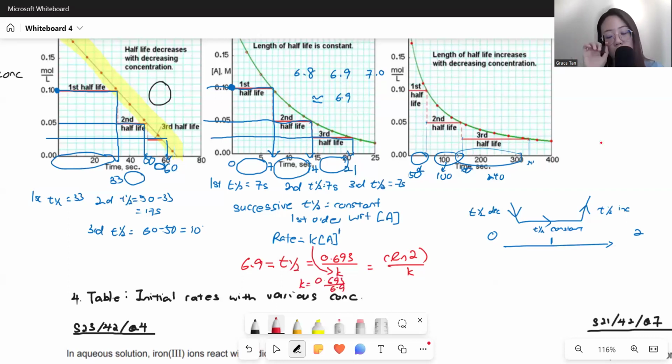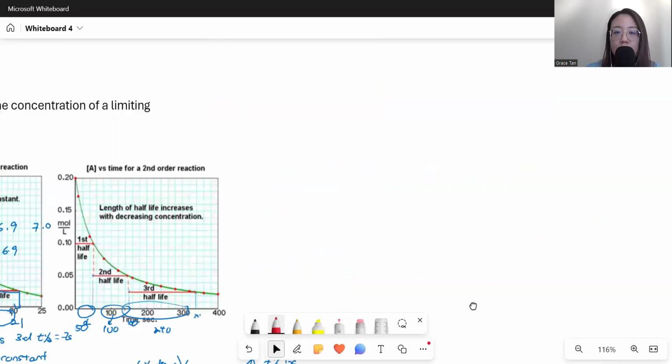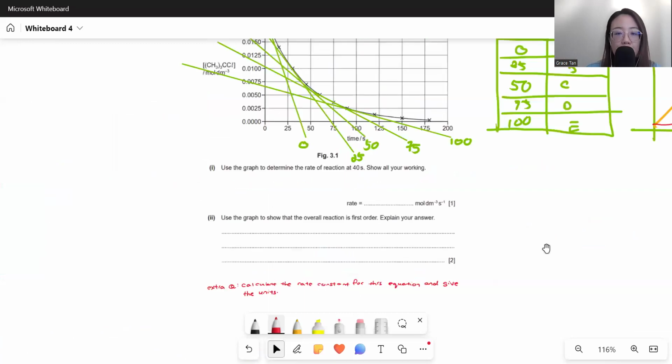Now, this formula is only valid for a first order reaction, which is in your syllabus. You must know this formula. This formula is not applicable for zero and second order reactions, because they have their own half-life formulas which depend on the concentration of the reactant. So we're not going to cover this in the Cambridge syllabus. Now, I have covered method number 3, which is using half-life, and I would like to go back to the question just now, over here.